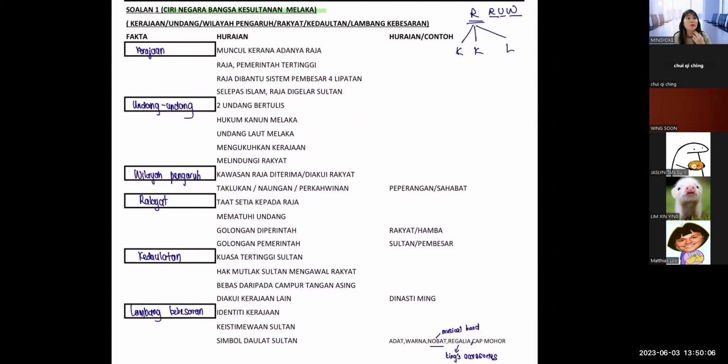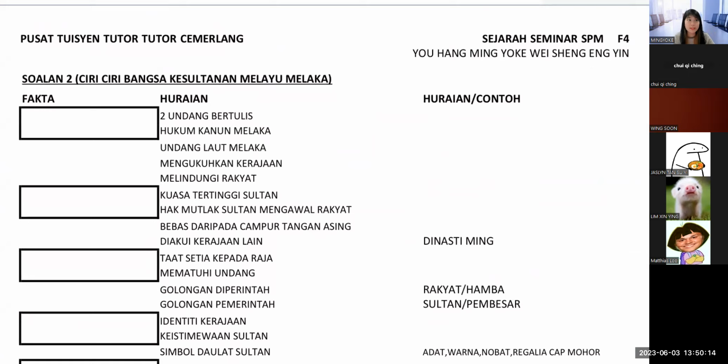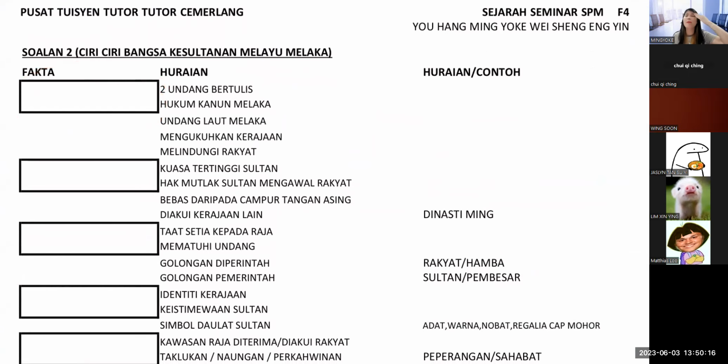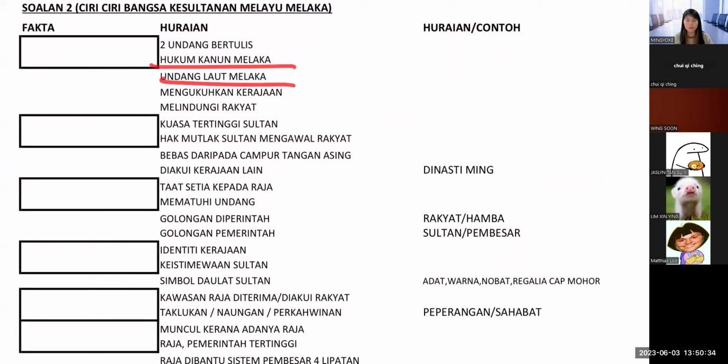Okay, so this is what you need to remember. Then you repeat yourself, guys. Later on, practice yourself again with your own memory. Try to recall. For example, the first one. Okay, undang-undang. Mempunyai. You try to read out using your own sentence. Mempunyai 2 undang-undang bertulis, iaitu Hukum Kanun Melaka dan Undang-Undang Laut Melaka. Selain itu, undang-undang dapat mengukuhkan kerajaan serta melindungi rakyat. Then full stop like this. You try to practice yourself.